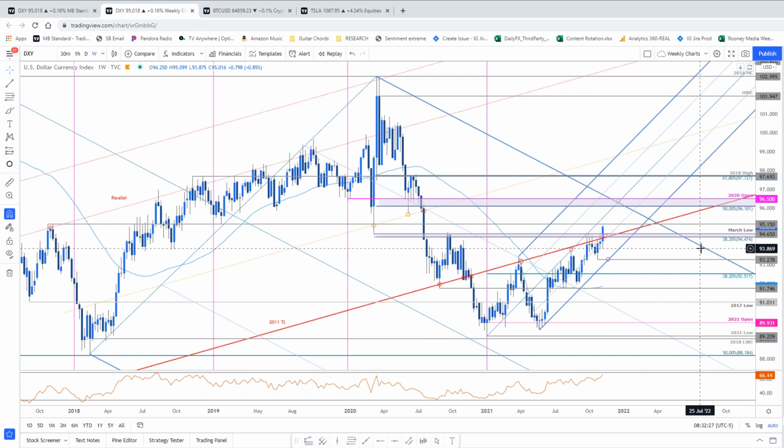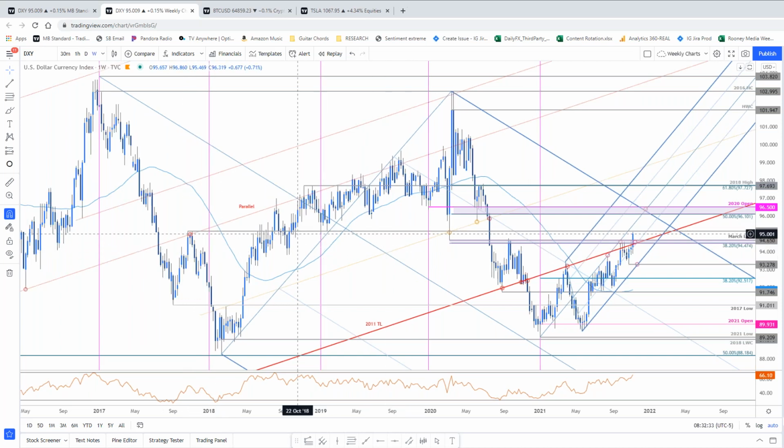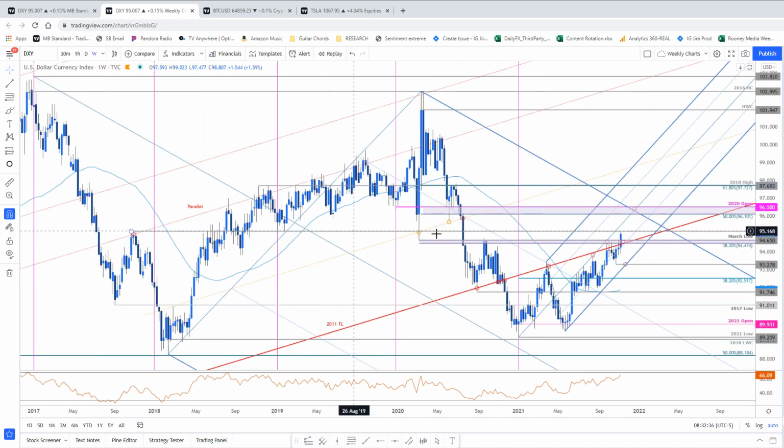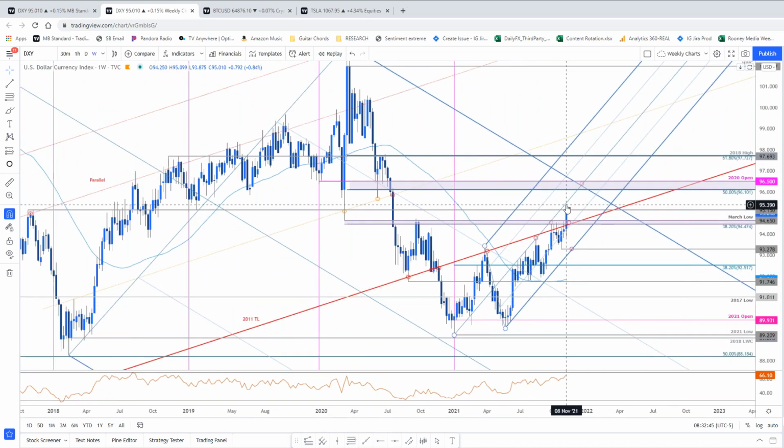But the initial focus right now is going to be that high from 2017, that swing high from October, November. Nice little pivot there into the open range low for 2019. Again, bounce, pivot, break, acceleration. That comes in at 95.15 on the weekly chart. Just higher is going to be that median line.